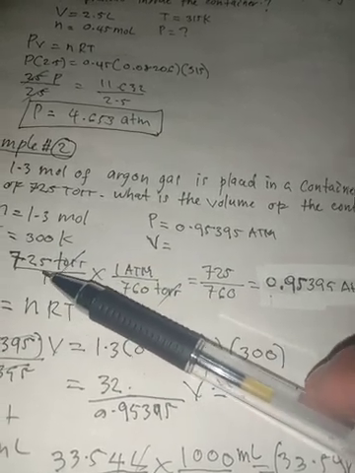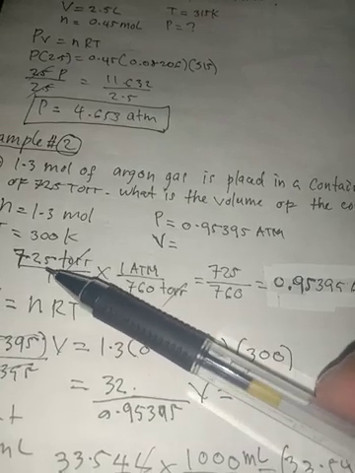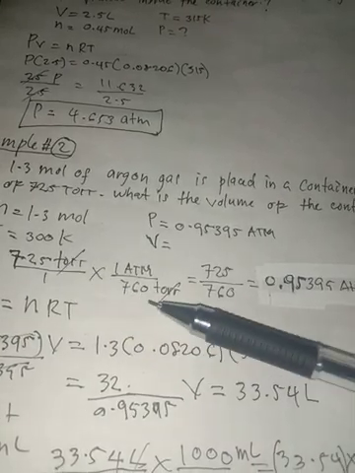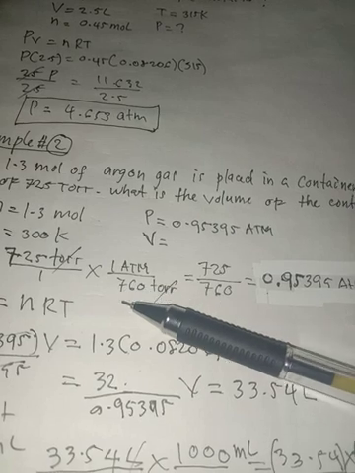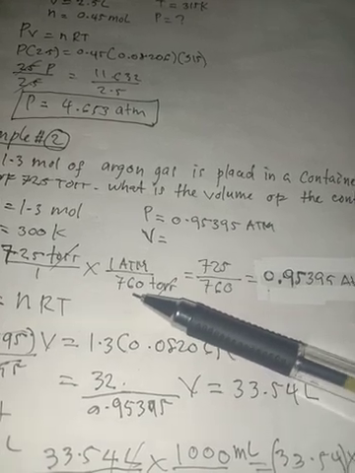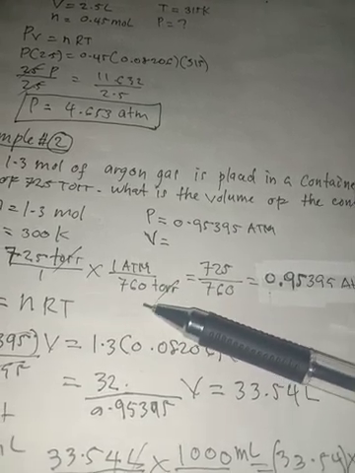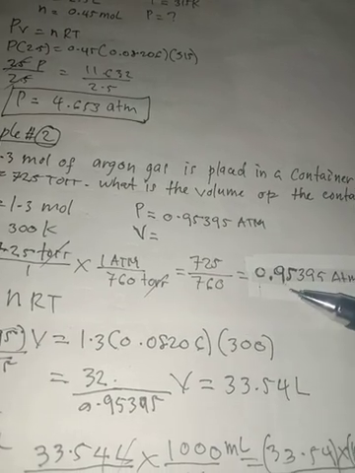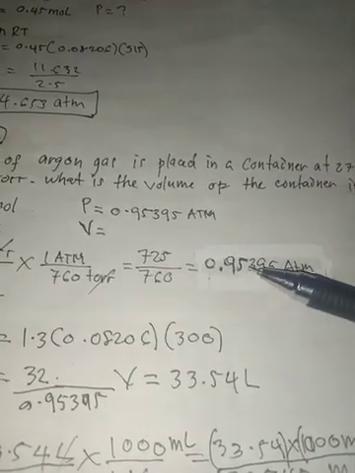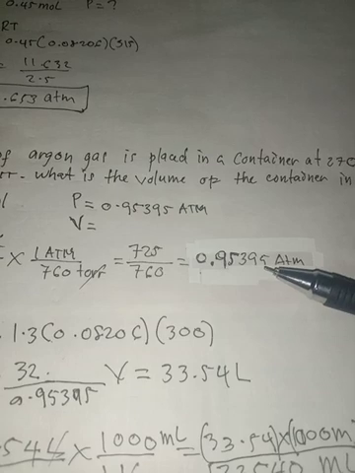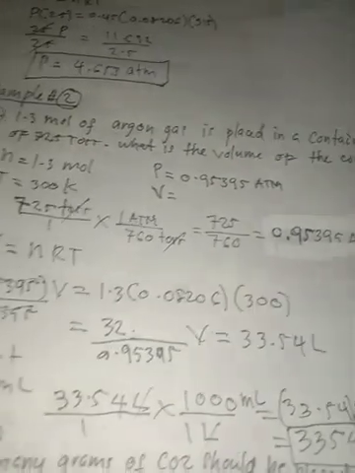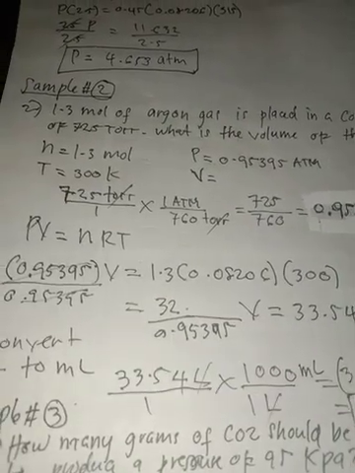So 725 torr times 1 atm divided by 760 torr. The answer is 0.95395 atm.